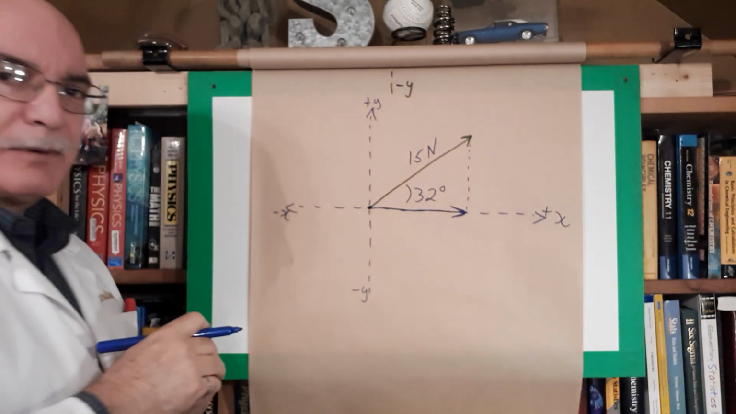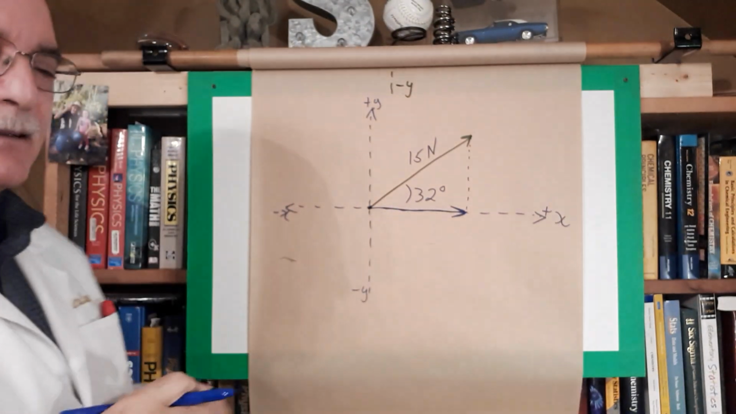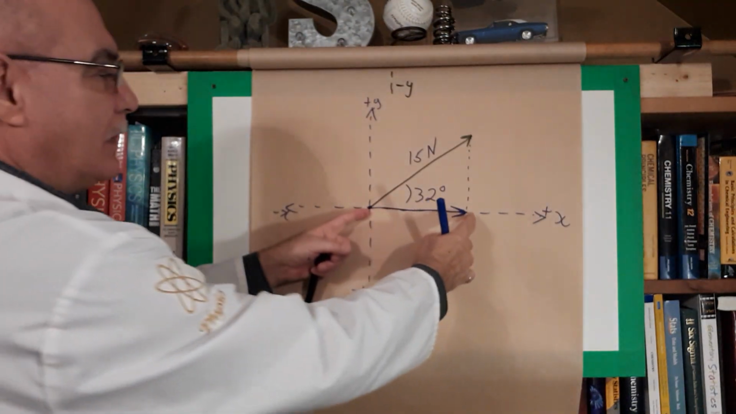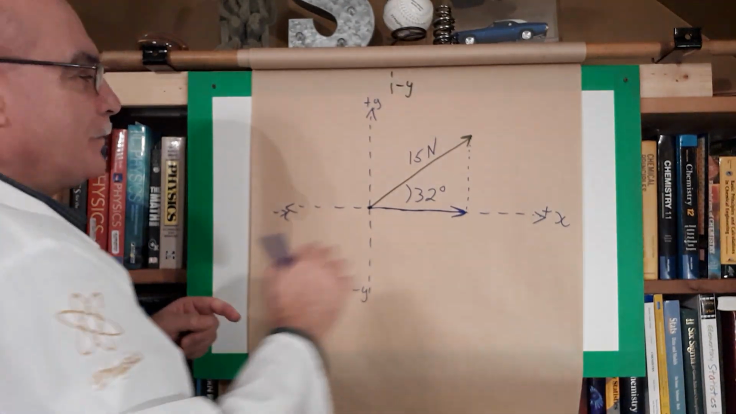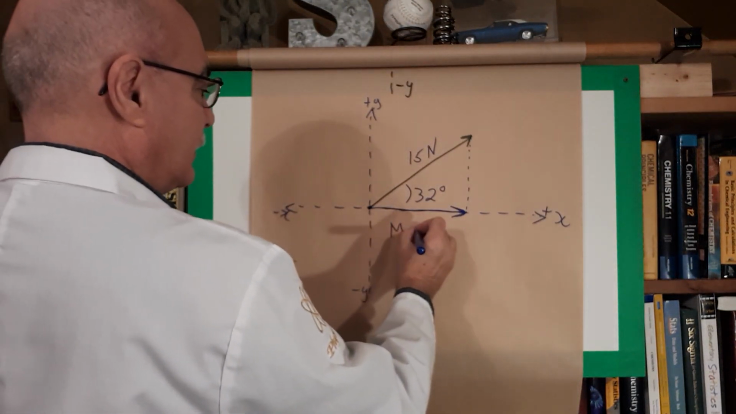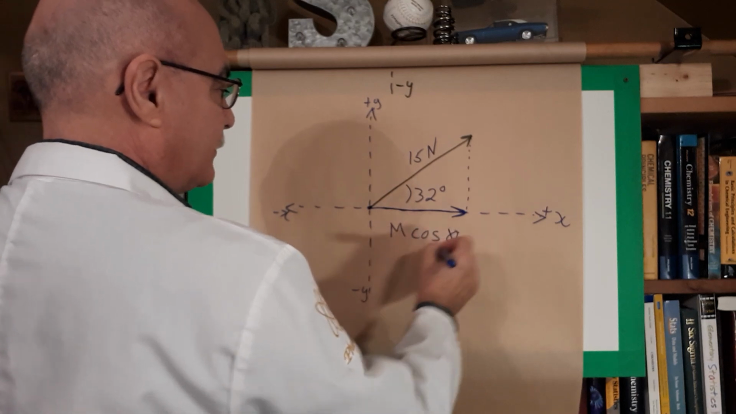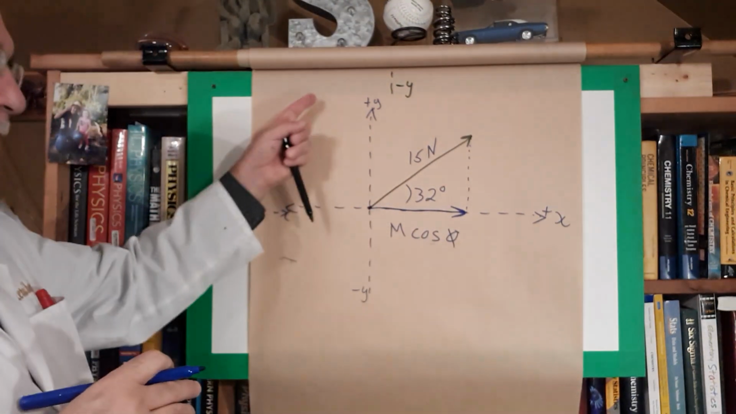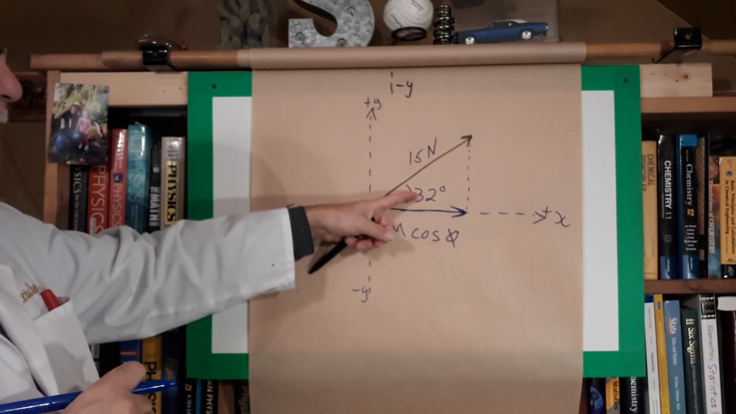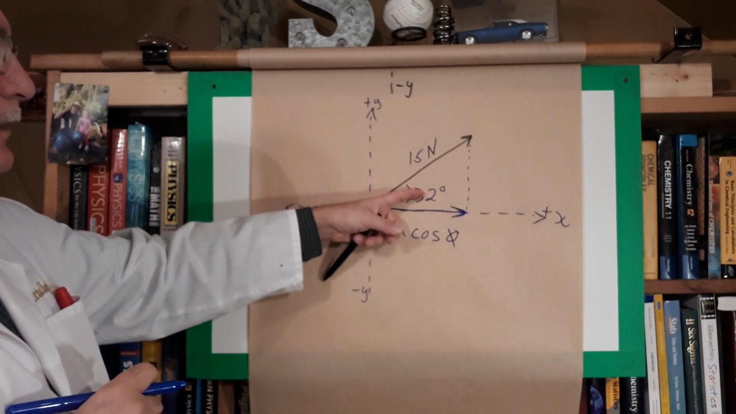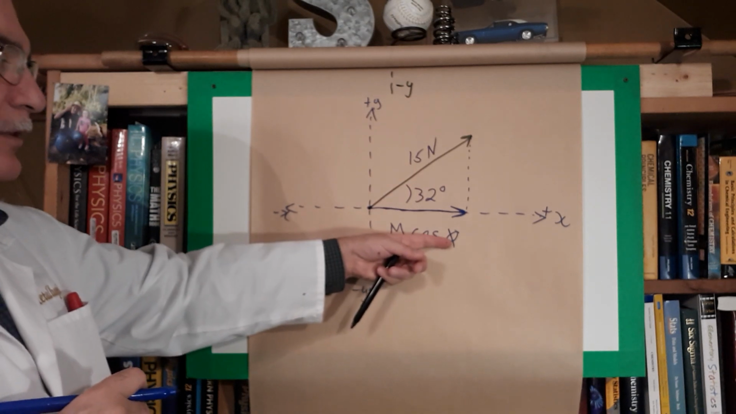We already have a direction, 0 degrees. It's going along the x-axis. The magnitude of that component is m cosine theta. If you go back prior, wherever the angle is, the component vector adjacent to the angle, we're going to use the equation m cos theta.